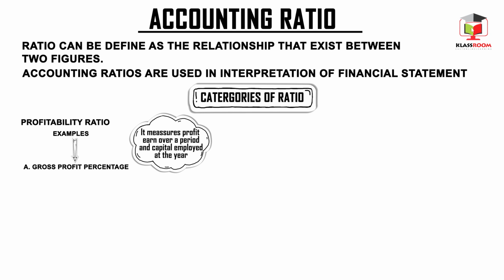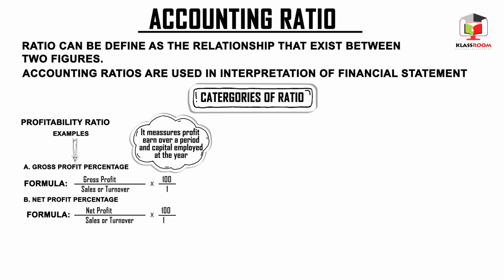The gross profit percentage can be obtained using this formula: gross profit divided by sales, which at times can be referred to as turnover, times 100/1. 2, you have the net profit percentage, which is also obtained by dividing the net profit by the sales times 100/1. And lastly, under this category, we have the turnover ratio. Turnover ratio can also be calculated by dividing sales by capital employed.